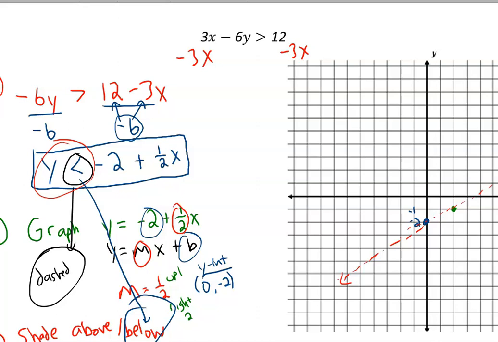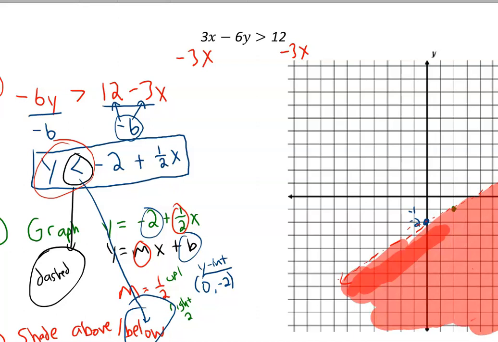Let me see if I have a different way to shade this in. Let's try this. We'll pick a different color here. All right. So we'll shade below. Let's see if I can make that a little bit bigger. Okay. And you want to try to stay in the lines. And so this entire region is the solution set to the inequality. All the way down to the corner there. All right. And over here as well. Okay. So that is how that process works.